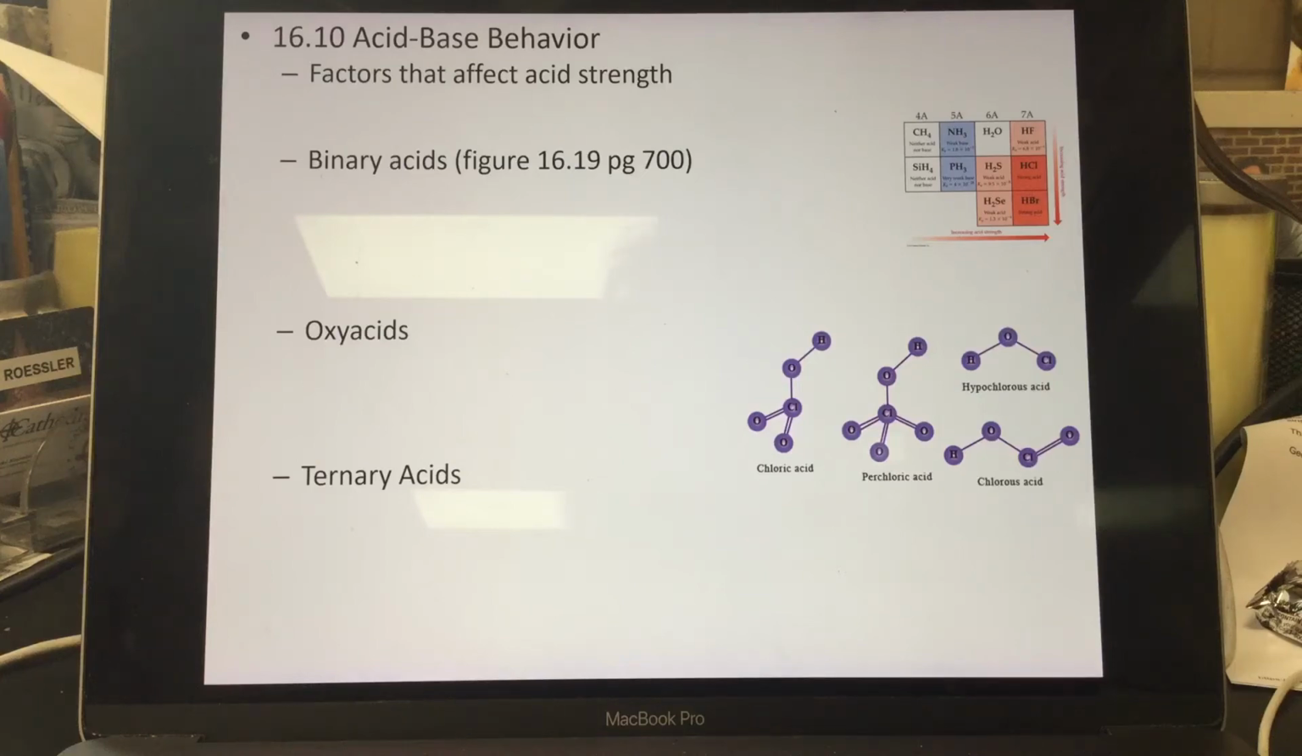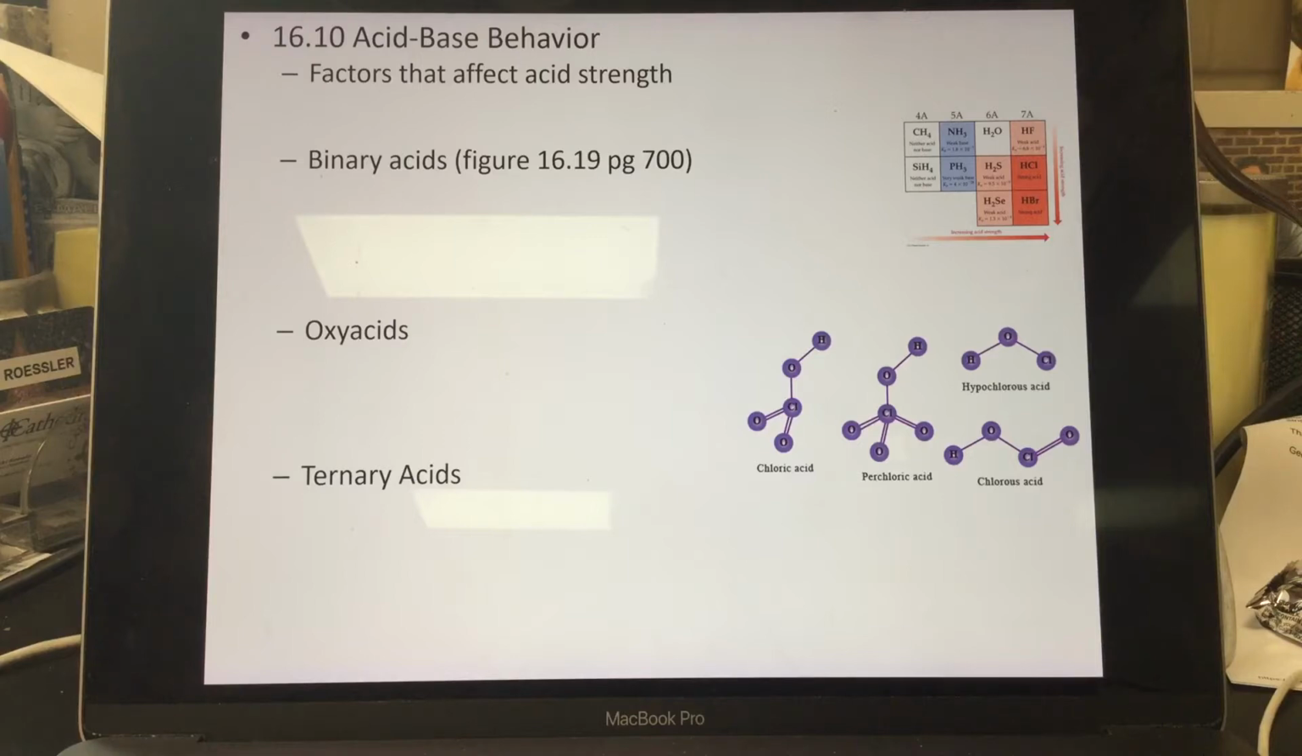Hello, AP Chemistry students. Today we're going to be finishing up Chapter 16 notes for acids, looking at first acid-base behavior, kind of how to compare strong versus weak acids, or stronger versus weaker acids, and then we'll finish up with looking at Lewis acids and bases.